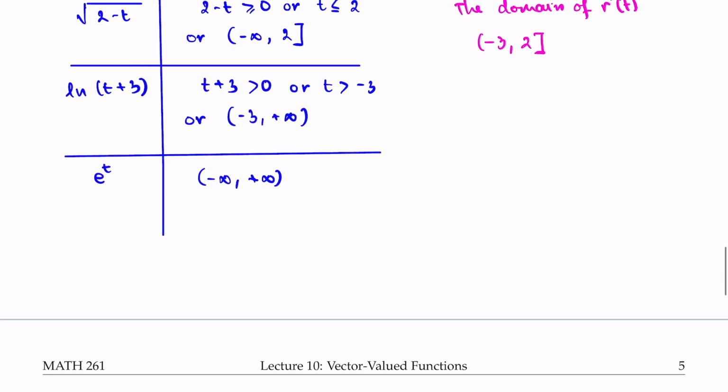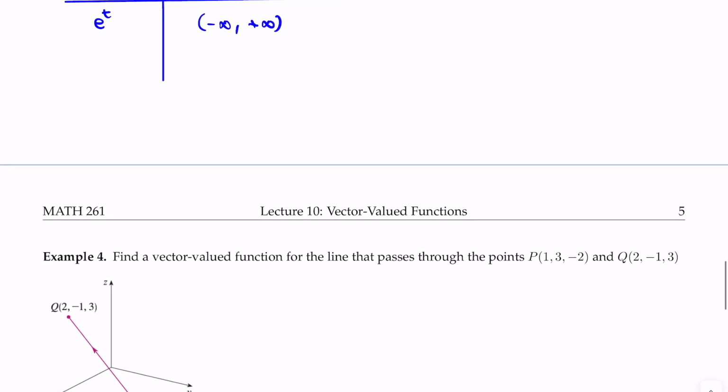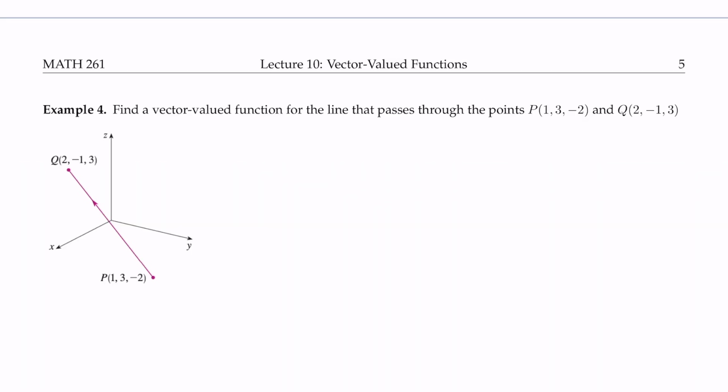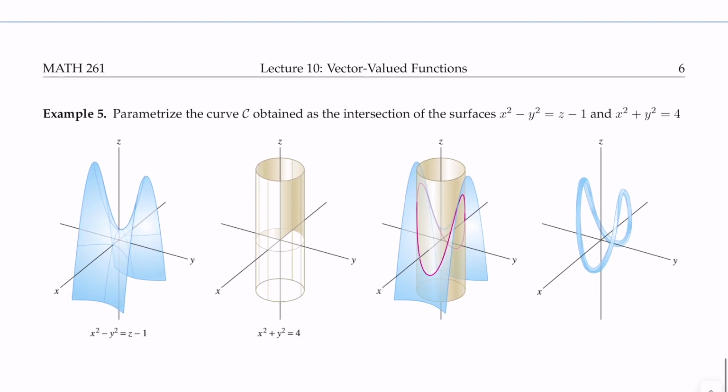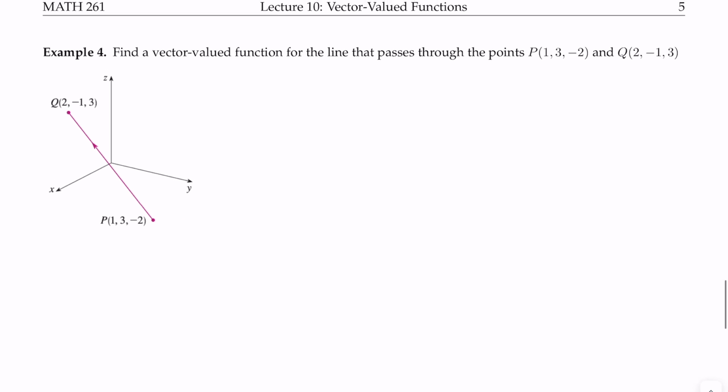So now let me move on to the last topic in this lecture, where I'm going to show you how to find a vector value function of the line passing through 2 points. And later on in an example, I'm going to show you how to parameterize a curve obtained by the intersections of the surfaces.